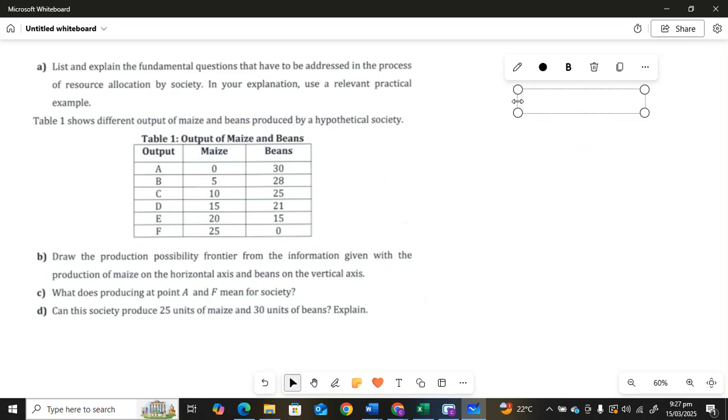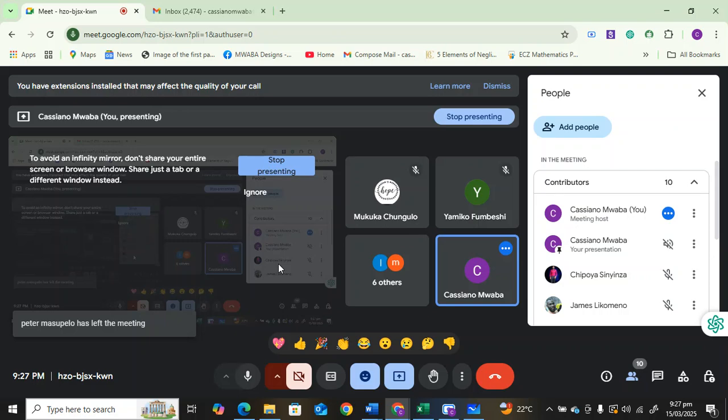Wonderful, Song. You have said it so wonderfully. Colleagues, have you heard that? I hope everyone has heard that. A combination of goods and services that you can produce with your limited resources.